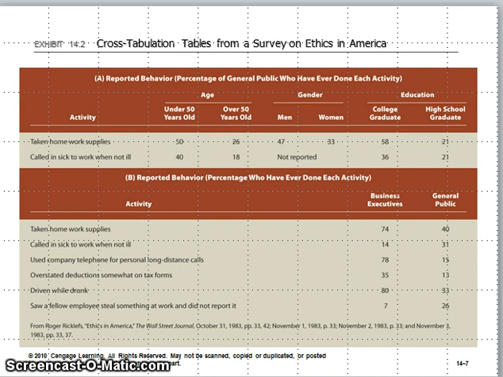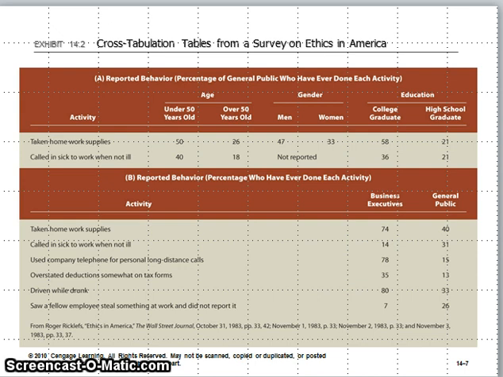In section B of this chart, it says reported behavior. Once again, percentage who have ever done each activity. And then you have business executives versus the general public. It looks like the business executives have a higher percentage of taking home work supplies, whereas the general public tends to call in sick when not ill.